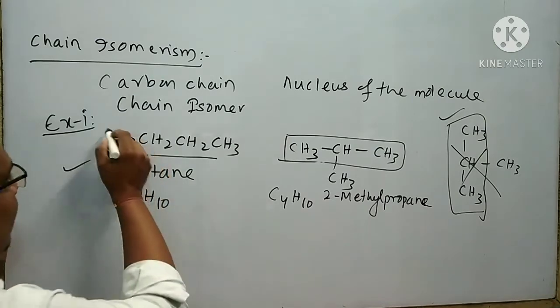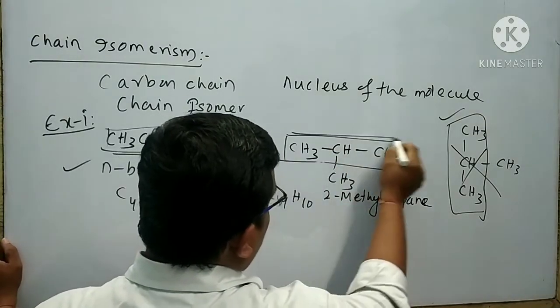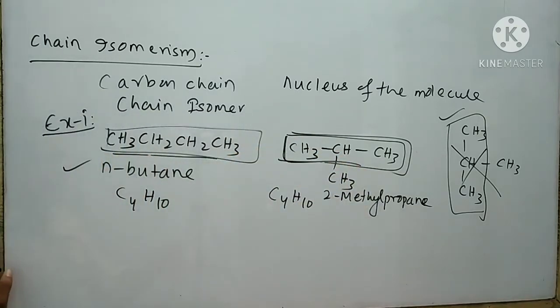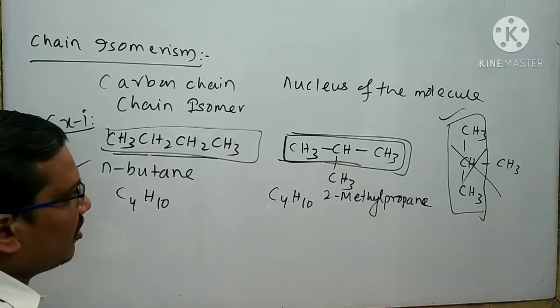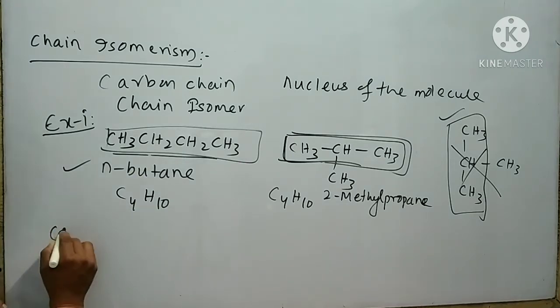Here the structure of the carbon chain is this. Here the structure of the carbon chain is this. Look at that. The structure of the carbon chain of these two compounds is different from each other. So both compounds are said to be chain isomers of each other. Suppose I take another example.